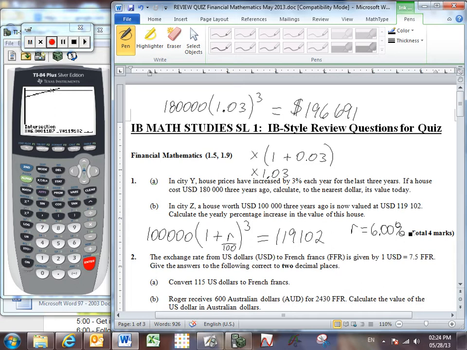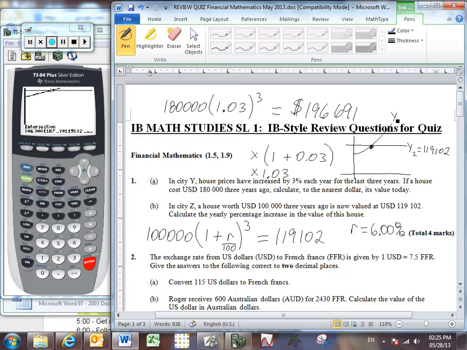Just to show my work here, not only should I have my equation, but I should also draw a very quick sketch of what I've done. And so the sketch could look something like this, where I've got my constant function coming across. That was my y2 is 119,102. And I've got my growing function, which intersects right there.